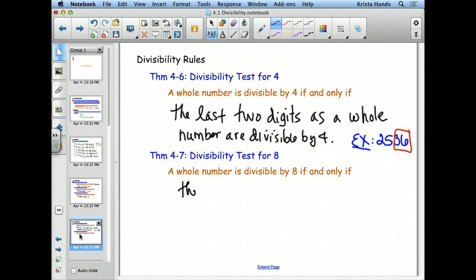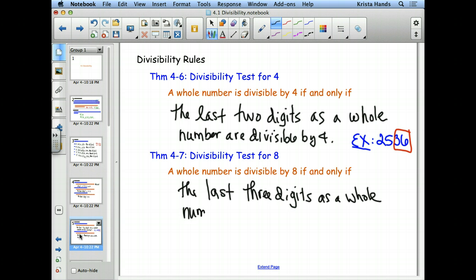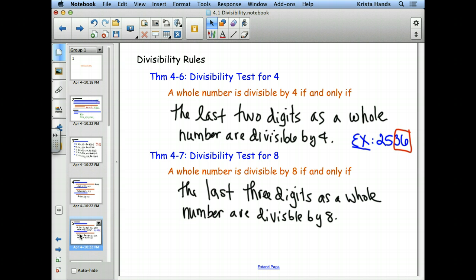So we look at the last 3 digits as a whole number, and they are divisible by 8. We could do the same number that I did before. I have no idea if it's going to work, but we can try. It at least stands a chance because it's divisible by 4, so it might be divisible by 8. 2536.